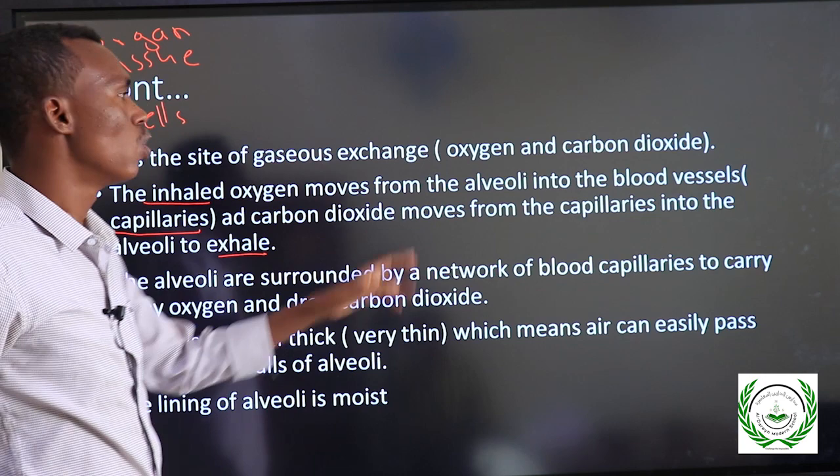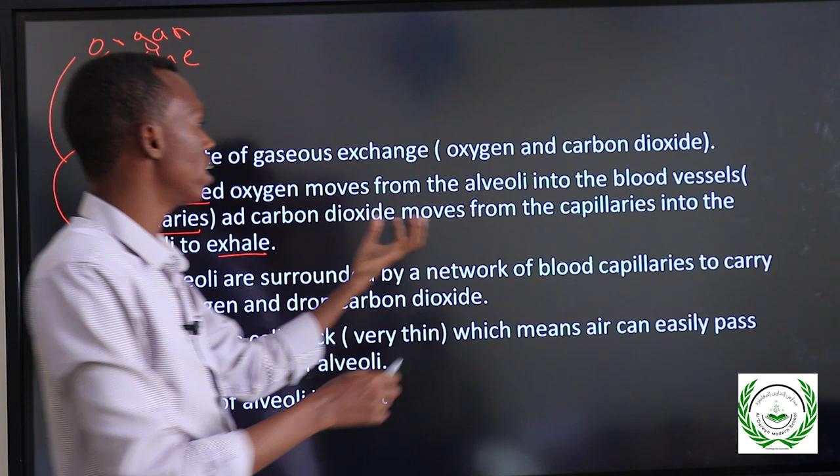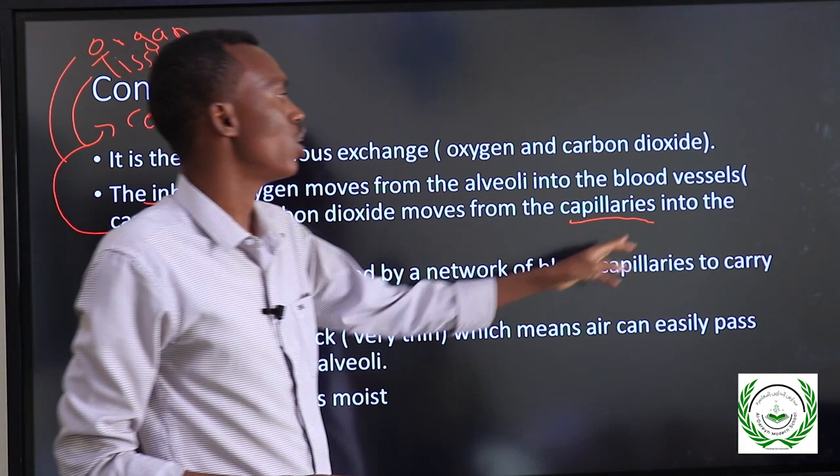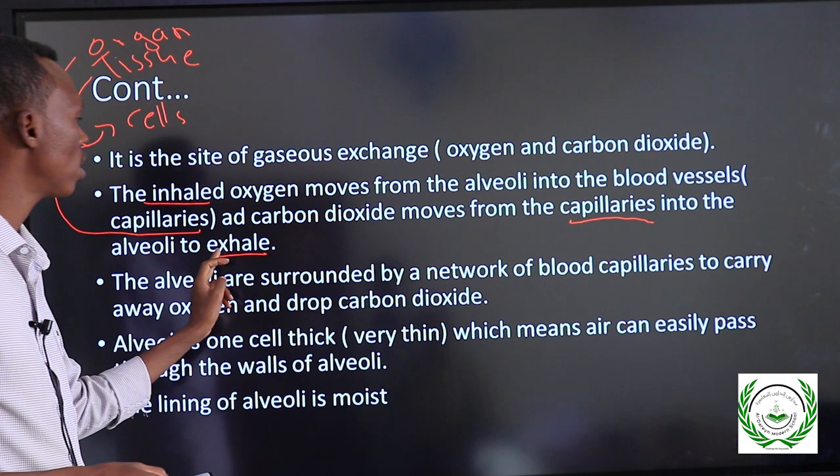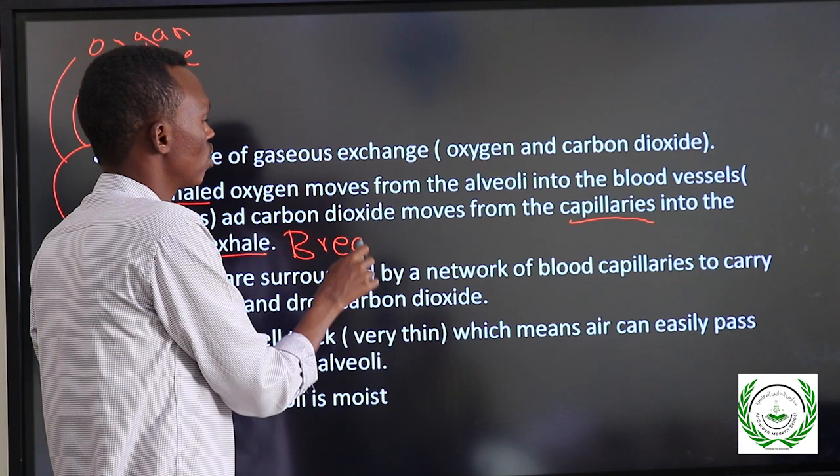Whereas the carbon dioxide moves from the alveoli, I mean the capillaries, from the capillaries into the alveoli. Then it exhales. We breathe out. Exhale meaning breathing out, or to breathe out.